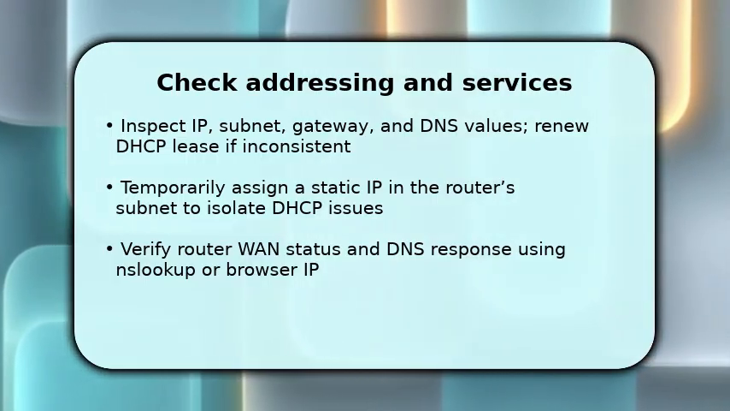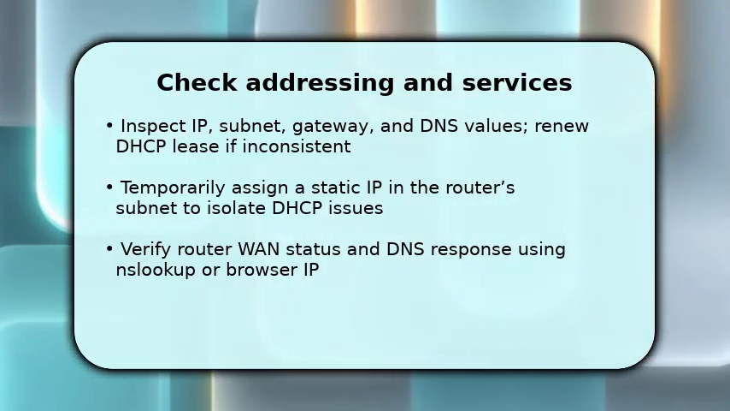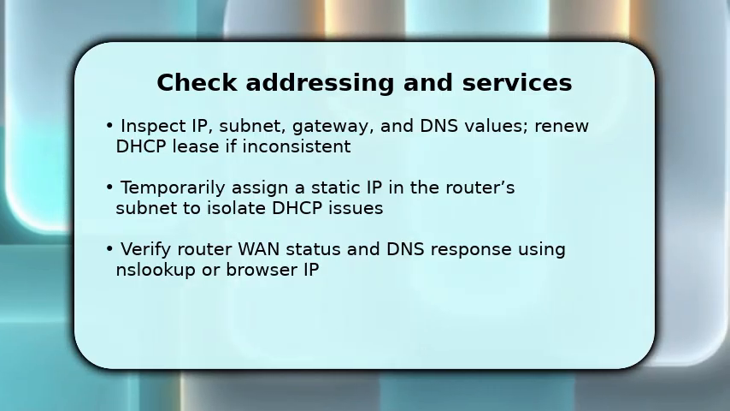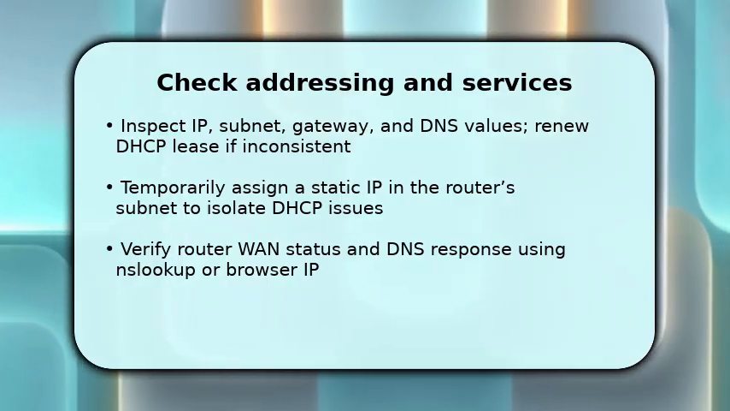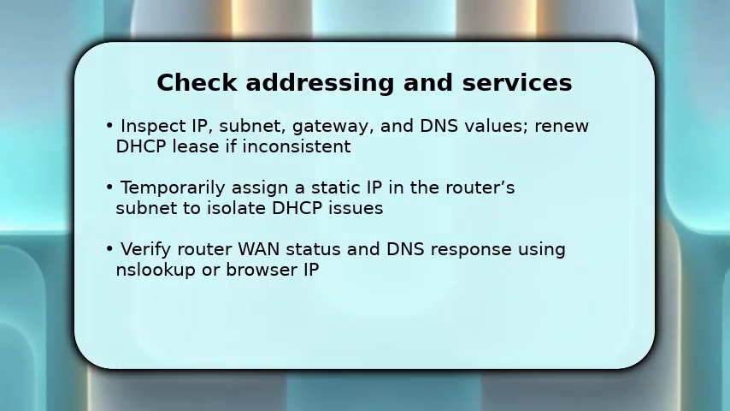To isolate, assign a static IP in the router subnet and test connectivity to the gateway and 8.8.8.8. If DNS fails while ping succeeds, the problem is name resolution, not routing.